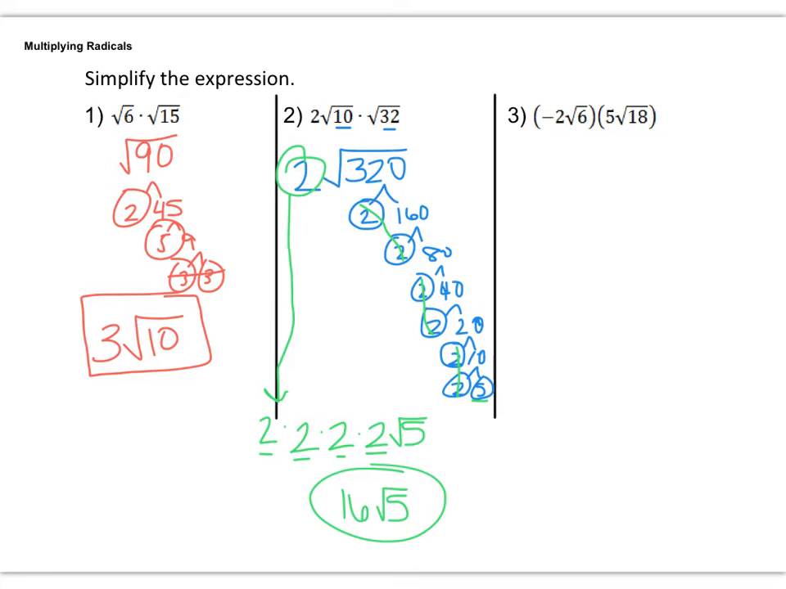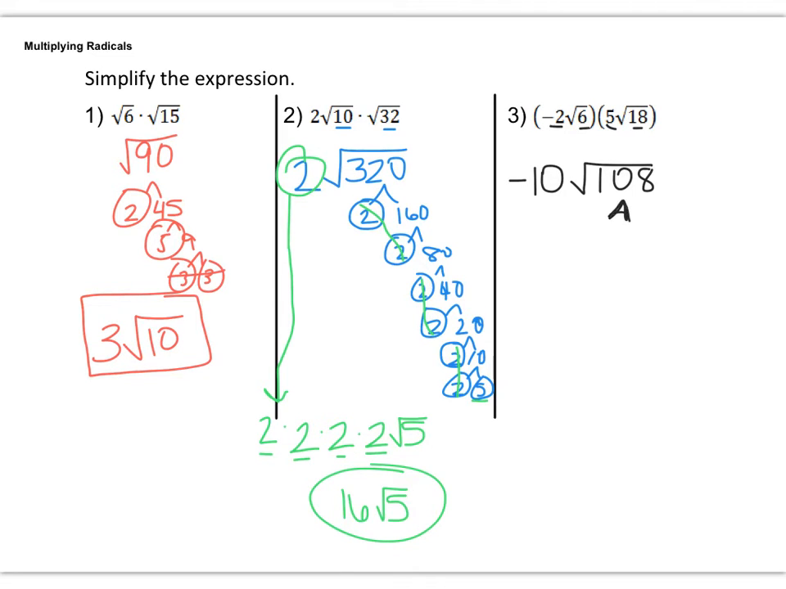All right, so number 3. Number 3, notice, is written with parentheses. That's okay. The other problems had a dot. It just means multiplication. So for number 3, we're going to multiply the outside numbers. Negative 2 times 5 is negative 10. And then you multiply the radicals. So we have 6 times 18, which is 108. Okay, so there's step 1. Just multiply outside numbers, multiply the inside numbers. Now we will try to simplify that radical.